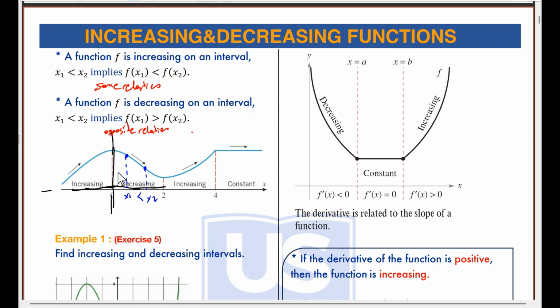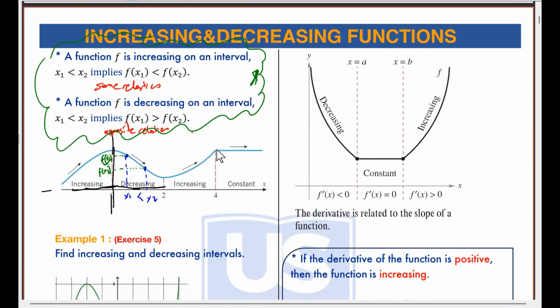What about the values of the function at these two x values? For x1, this is f of x1. For x2, the y value is here, f of x2. x1 is less than x2, but f of x1 is more than f of x2. So we have totally the opposite relation. This is higher, this one is lower. So this information is important. We will solve a question about this information.